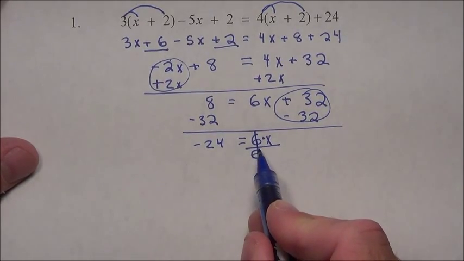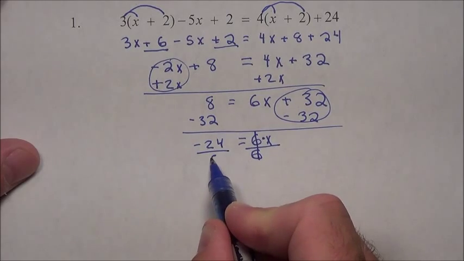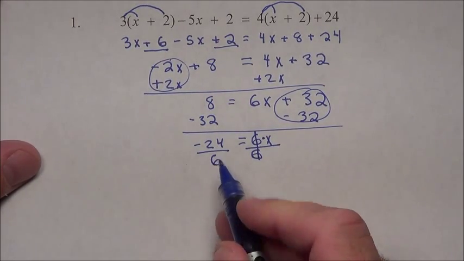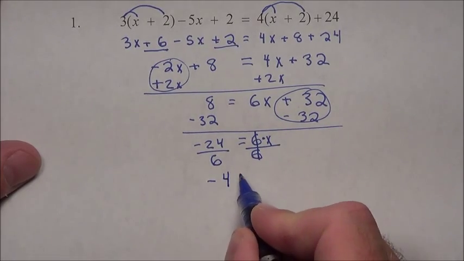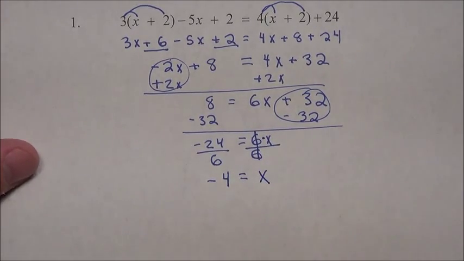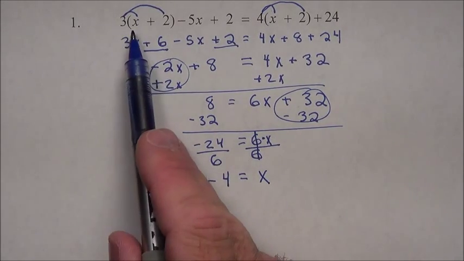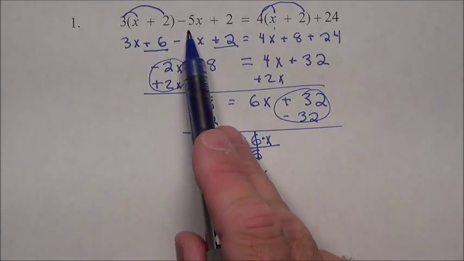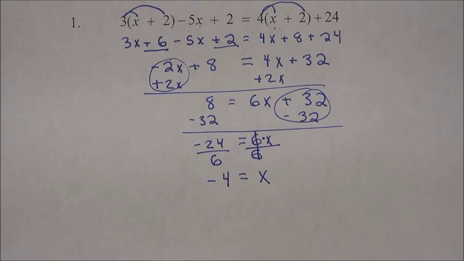But remember, if you divide this side by 6, you have to do it to the other side of the equal sign also. And that gives us negative 24 divided by 6, which is negative 4, is equal to the x value, to 1x. So one single x is equal to negative 4. That means if I plug negative 4 in here, and here, and here, this left side will equal this right side. That's the only number that will make both those sides equal to one another. There's no other number that's going to do that.